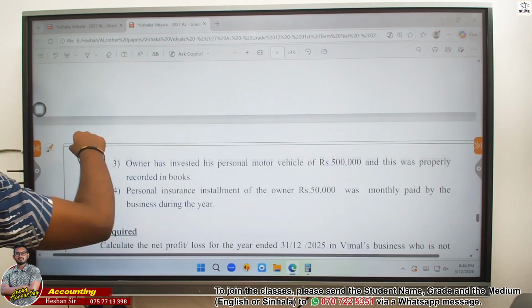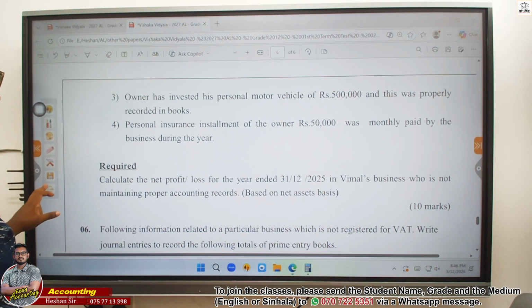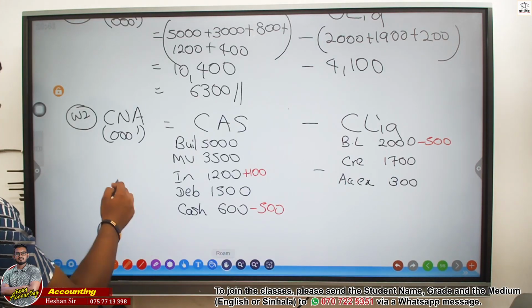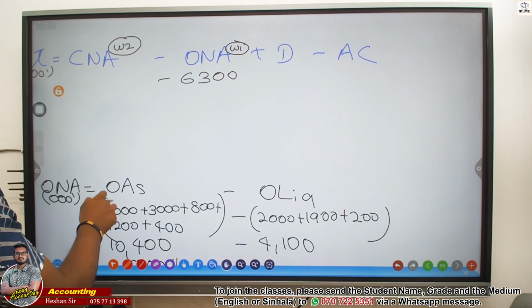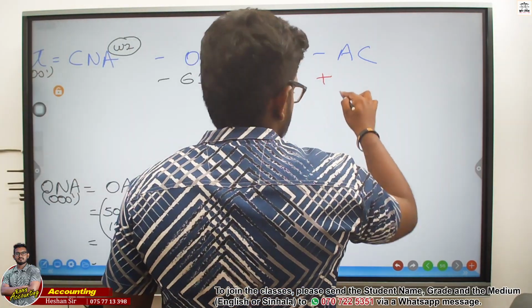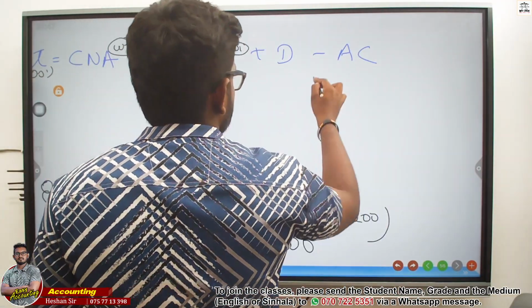Third one. The owner has invested his personal motor vehicle. This was properly recorded, which means we don't need to care about it. Why? Because it is already in the closing inventory figures. So it's an additional capital of 500.